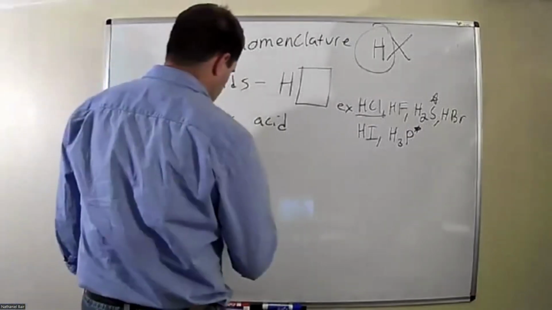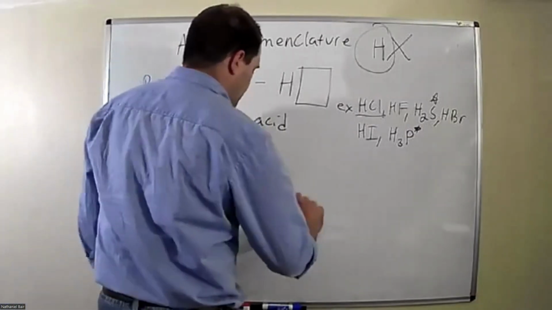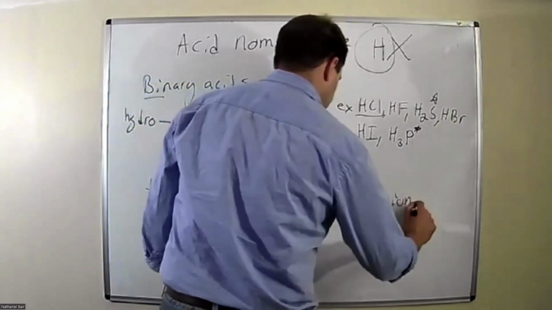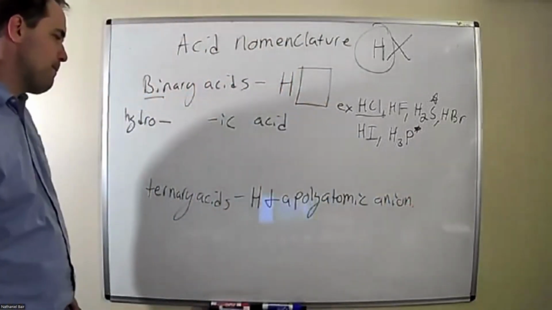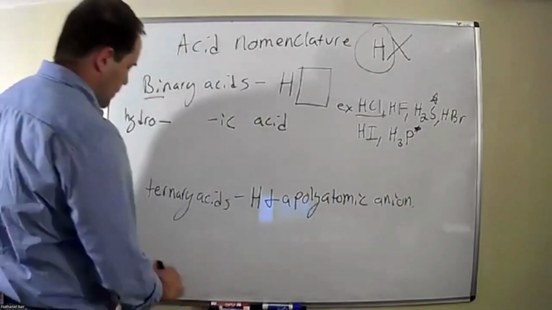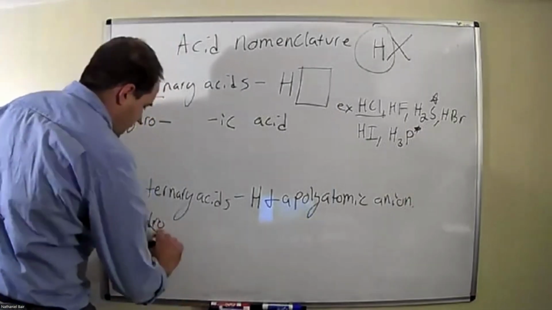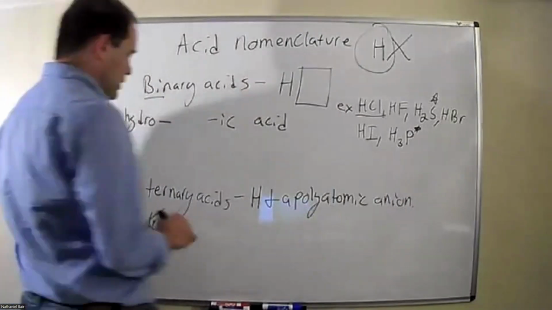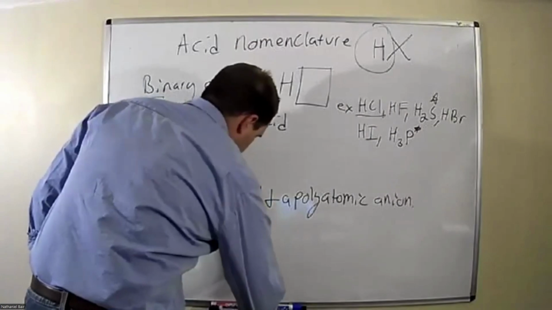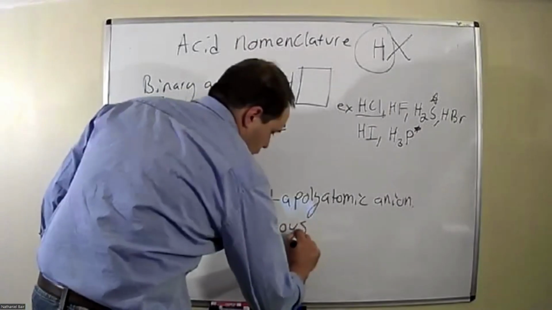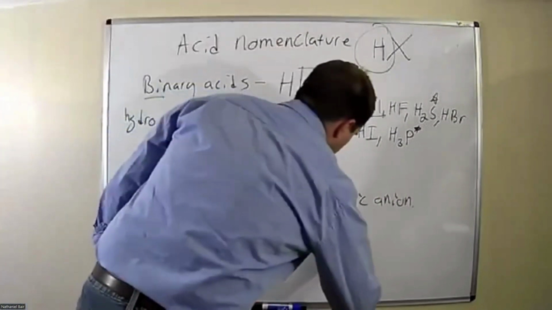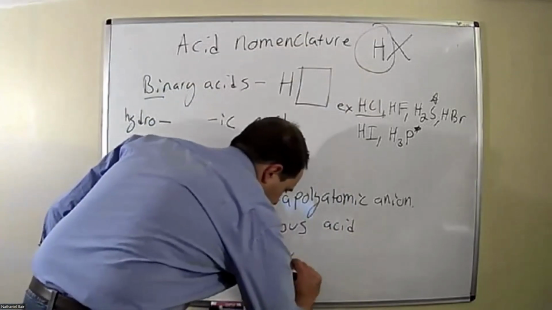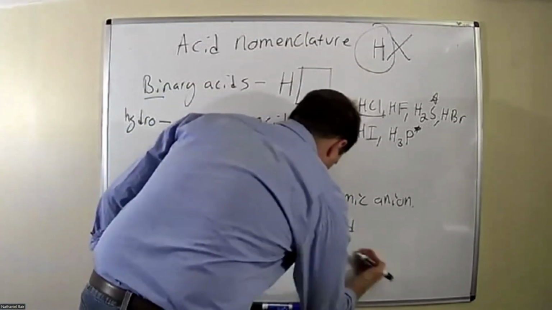Ternary acids are going to be hydrogen and a polyatomic anion. And here's what we do. We do not use the prefix hydro. That's the main thing. No hydro on ternaries. If the polyatomic ion ends in ite, you change the ending to ous and throw the word acid on there. And if the polyatomic anion ends in ate, we change it to ic and throw the word acid on there.